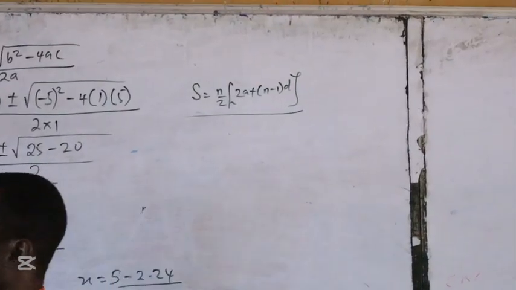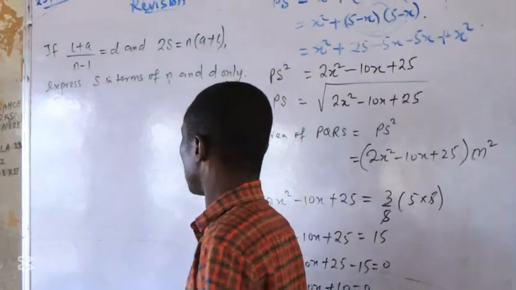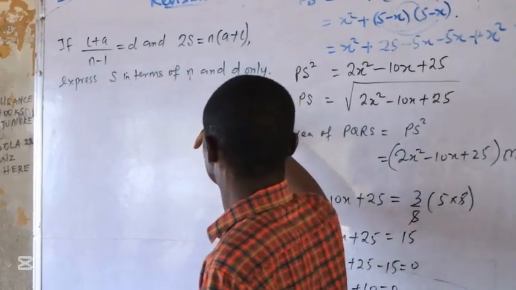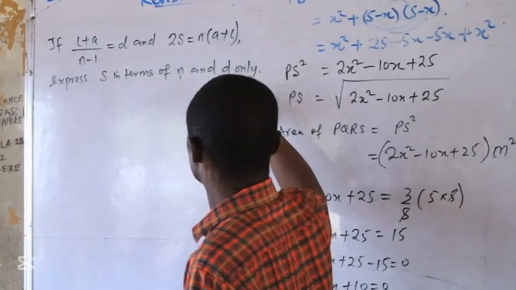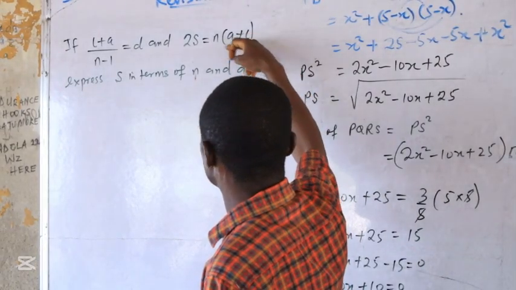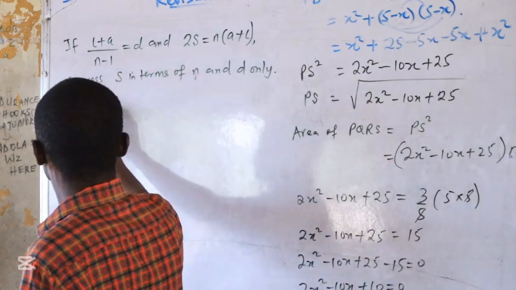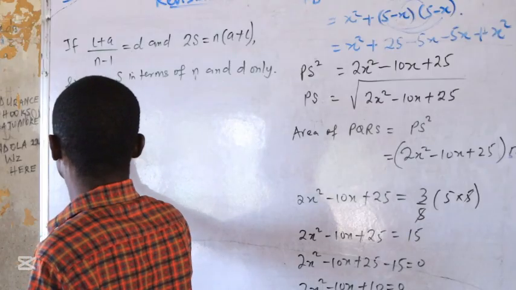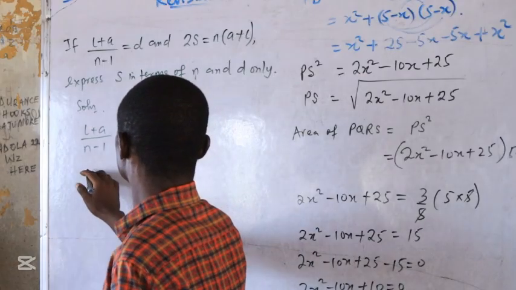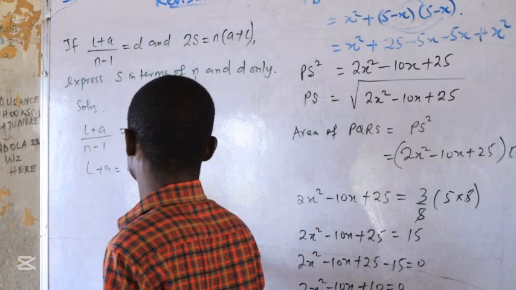Okay. Although the formula is not really necessary here, we want to make S the subject of the formula. So it means that I want to get rid of L as well as A. Now from here, let's come here. (L + A)/(n - 1) = d. You can cross multiply. L + A is equal to d into (n - 1).